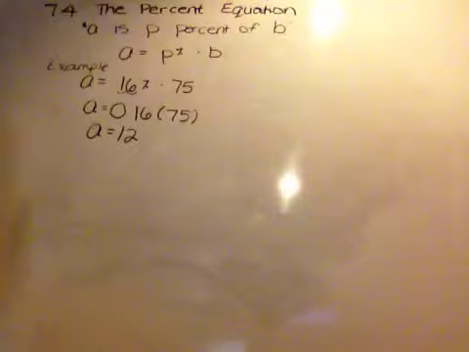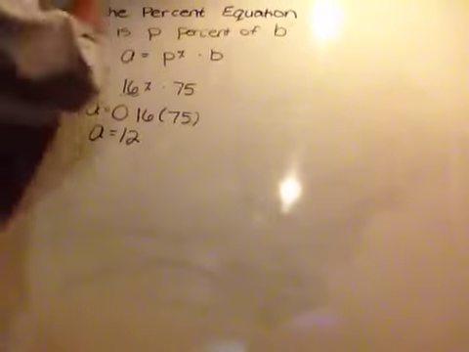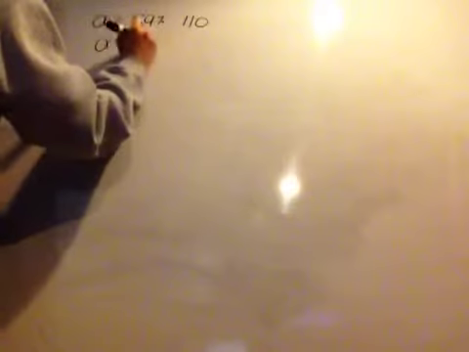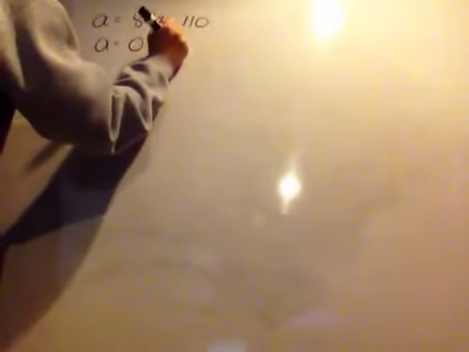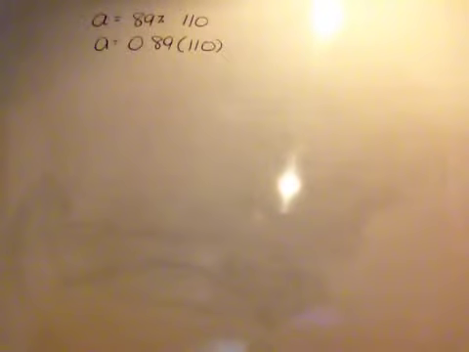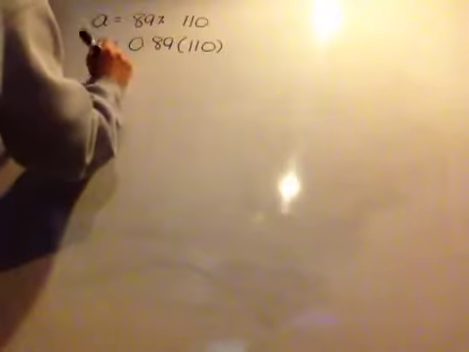Now we want to know what number is 89% of 110. So A equals 89% times 110. We're going to write 89% as a decimal, 0.89 times 110, and then we're going to multiply 0.89 times 110, and we get 97.9.